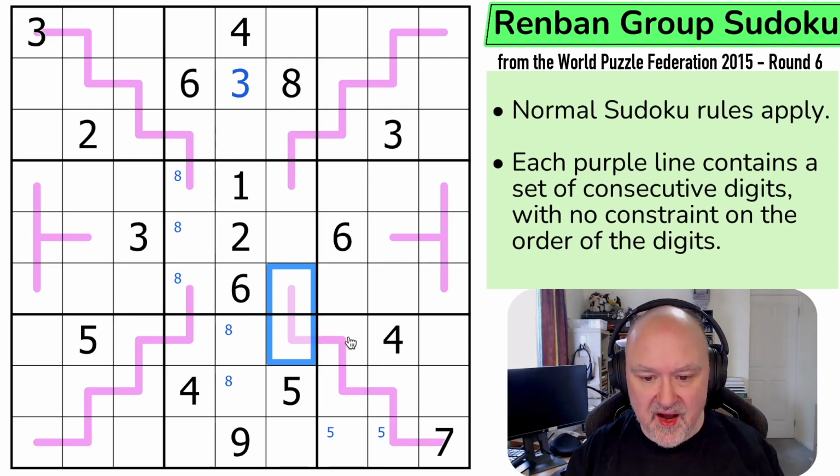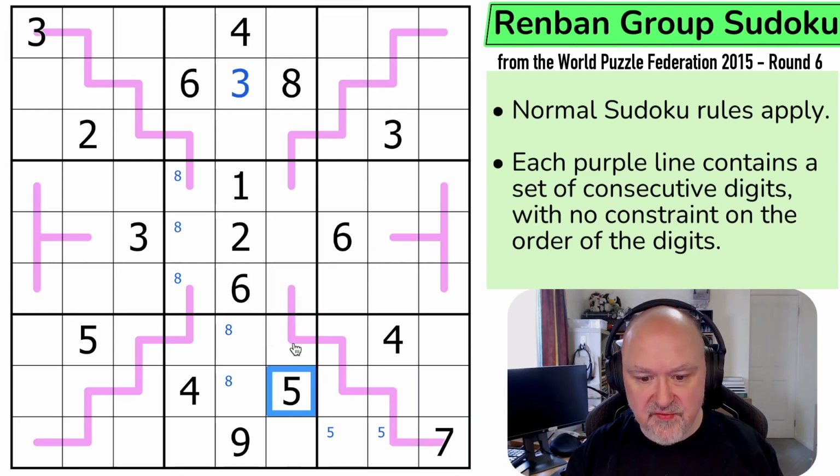So that means 5 has to be on this line. This 5 means I can't put 5 here. This 5 means I can't put 5 here.